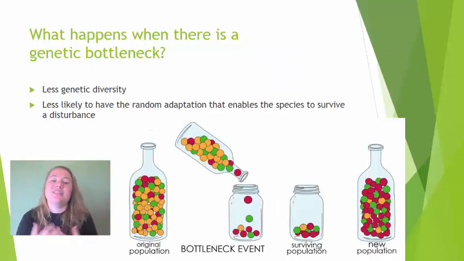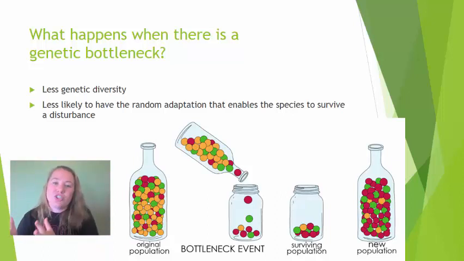So what happens when there is a genetic bottleneck? What does this mean for our biodiversity? Well, when you have a genetic bottleneck instance or event, that leads to reduced genetic diversity. And that's illustrated in the diagram at the bottom of the screen here.